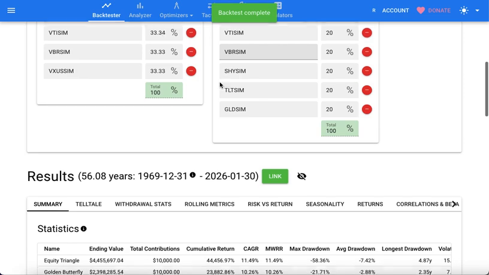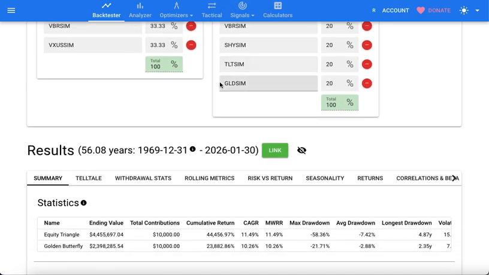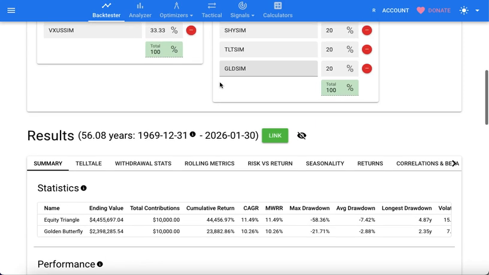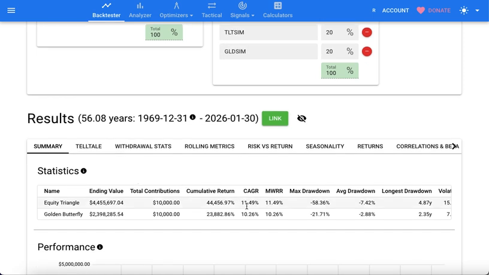And backtest complete. Now we've used sim funds here, so we have 56 years of data. That's pretty awesome. Right off the bat, we'll just check the summary, not the withdrawal stats. And you can see here that the annual growth rate for the equity triangle has been 1.33% higher than for the golden butterfly over the past 56.08 years. Now, that may not seem like a lot, but of course, when you look at the ending value, it's a big, big difference. So 4.45 million versus 2.4 million.